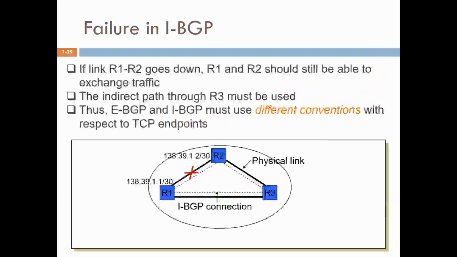Okay. In iBGP, the internal version, this is not the case. If you have an iBGP connection between R1 and R2, it can be over the physical connection between R1 and R2, or it can be through R3. This is fine in iBGP. There can be intermediate routers between the two endpoints of the iBGP connection. Okay.